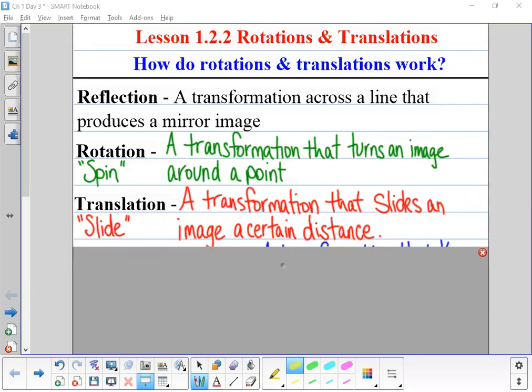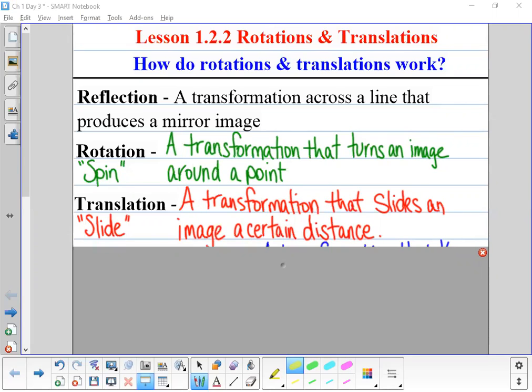The next one is translation. A translation is another transformation that slides an image a certain distance. So when you have a translation, you will also be given how many units you're sliding it up and down, or right and left, or both perhaps. So a translation, a lot of times my students will call it a slide.